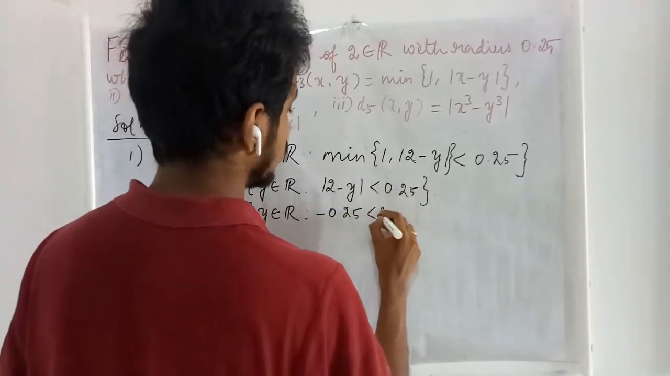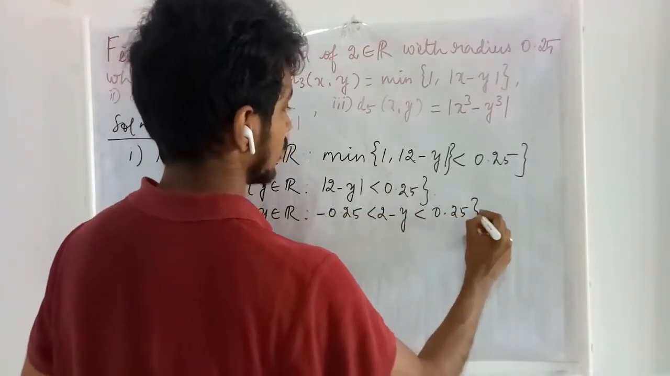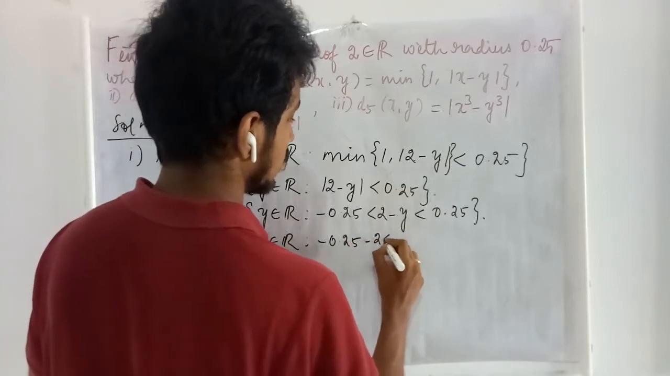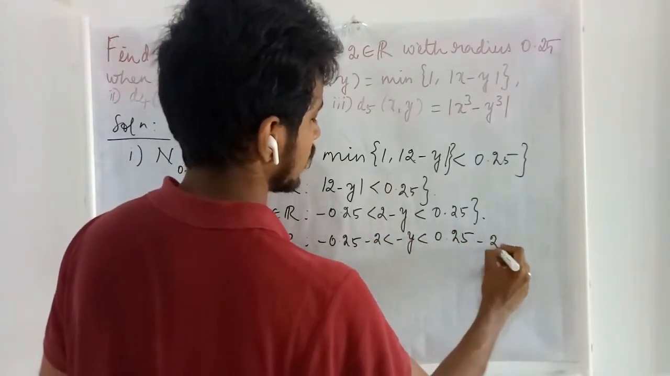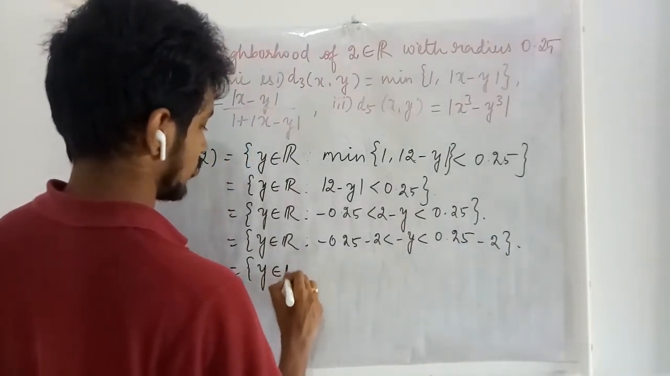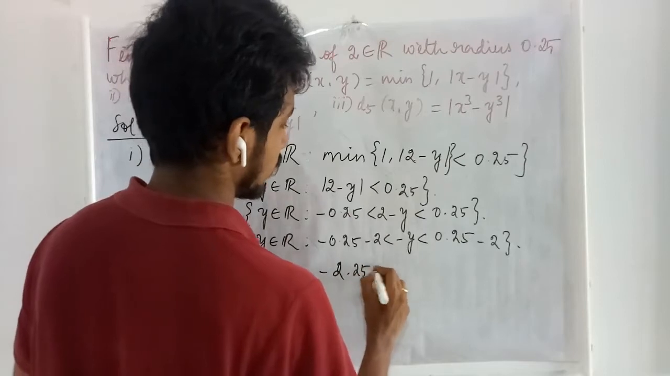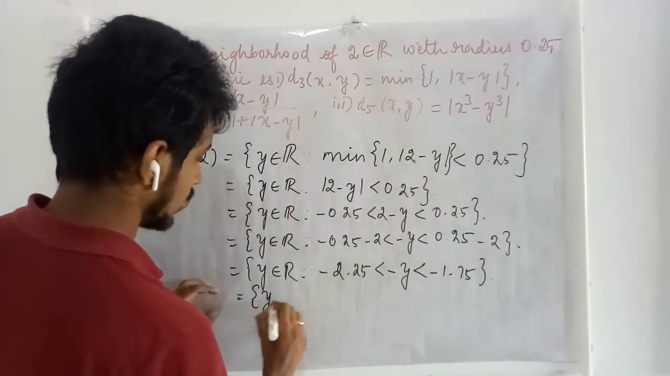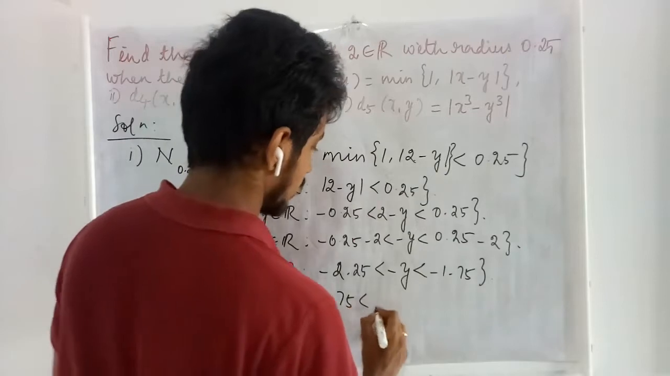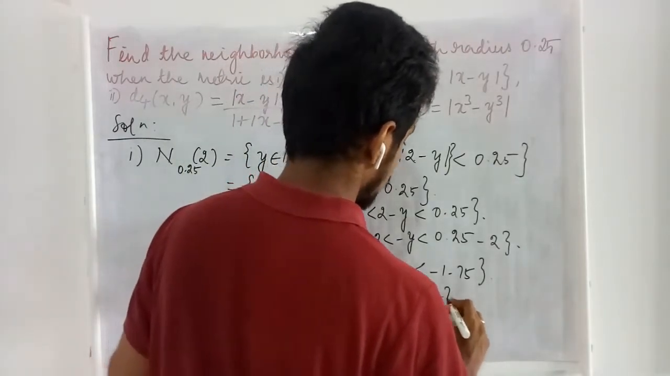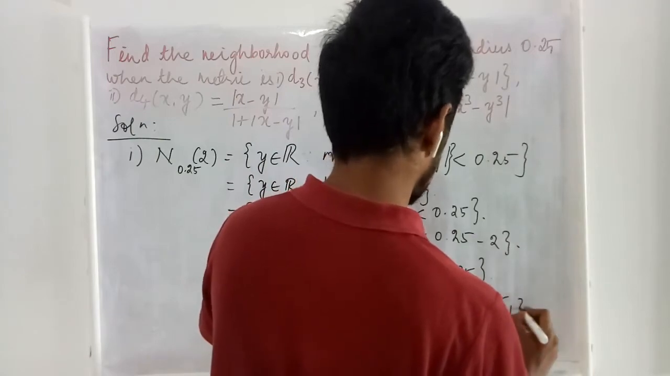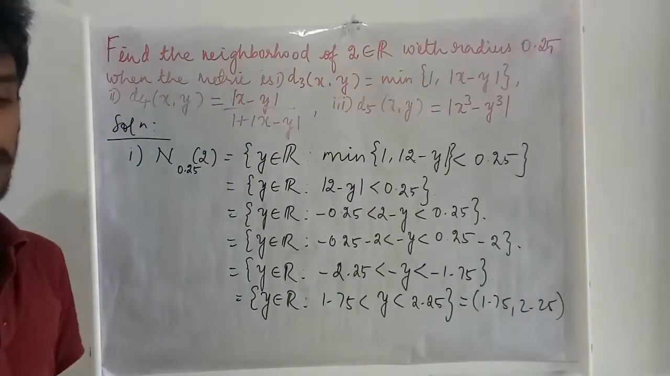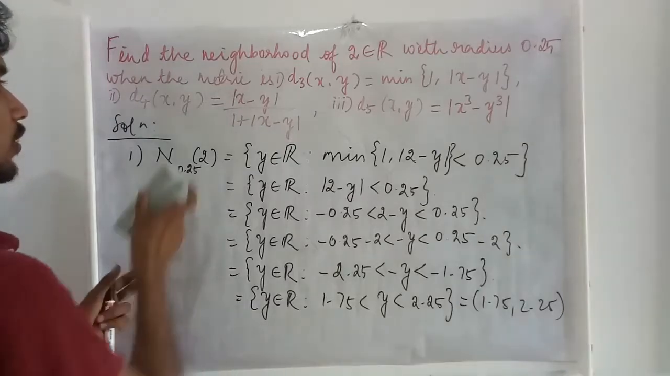Minus 0.25 less than 2 minus y less than 0.25. It is y in R such that minus 2.25 less than minus y less than minus 1.75. When you take the negation, you will get 1.75 less than y less than 2.25, and that is going to be the segment (1.75, 2.25). It is the neighborhood of 2 with radius 0.25 under this metric. Okay. Now let us find it for the next case.